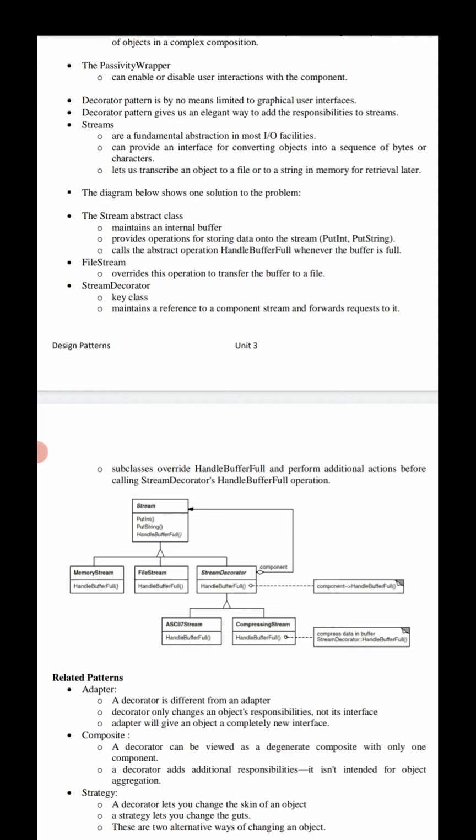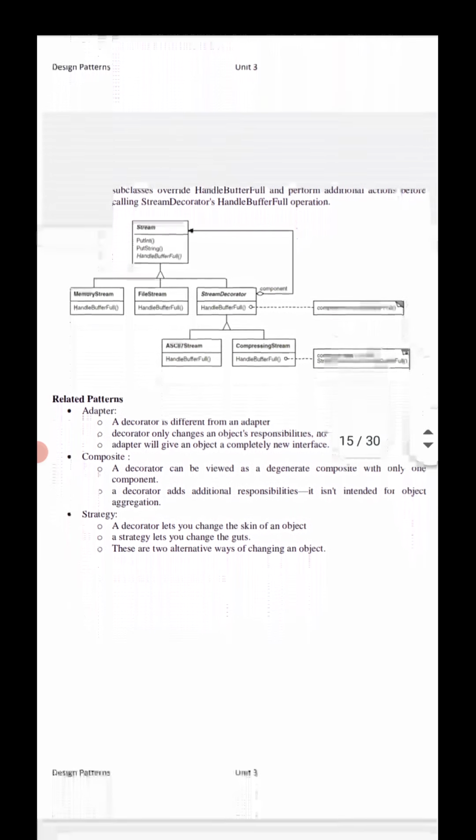Here we have to look at this diagram. Stream is a class here. The stream is an abstract class. It maintains an internal buffer and provides some operations for storing data onto the stream. Memory stream, file stream, and stream decorator are the subclasses. Here put int and put string are there.